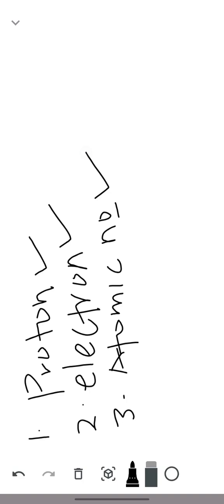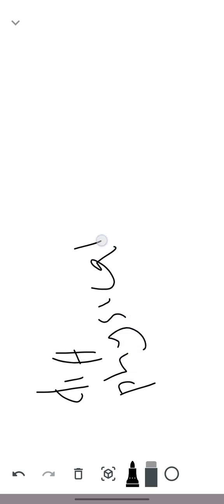Now, what do they have as differences? They have different mass numbers. Because of the fact that they have different mass numbers, they are often said to have different physical properties, whereas they have the same chemical properties.